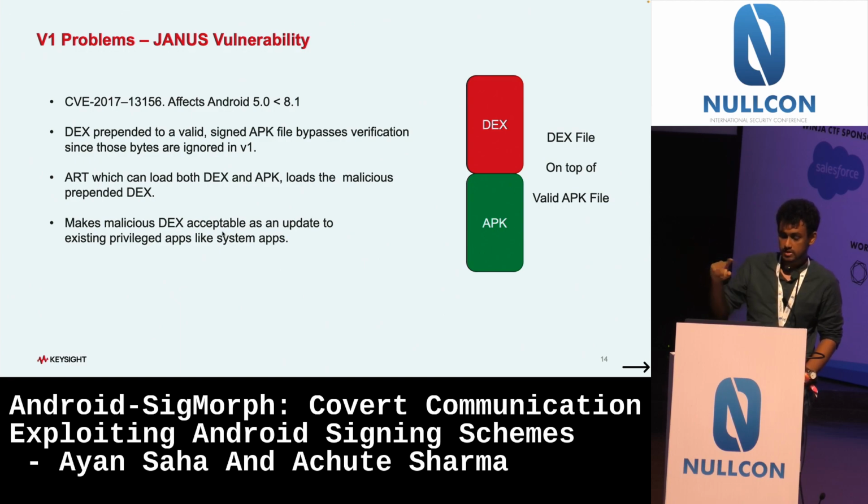But during the runtime, what happens is the Android runtime can actually run both DEX and APK files. So when it gets this resultant file, it will see that the DEX file is at the top. It will see the DEX header and think of it as a DEX file, and it will just execute the malicious DEX file.